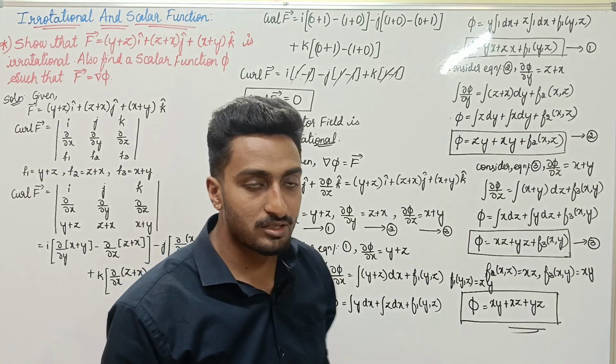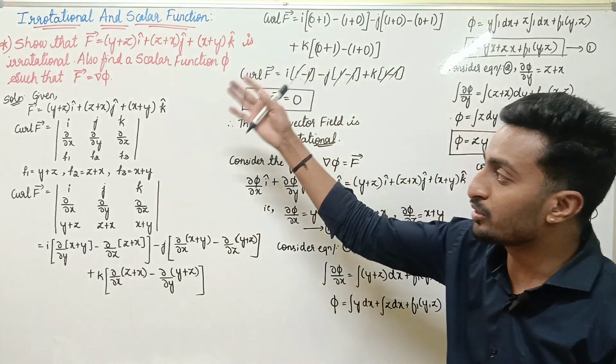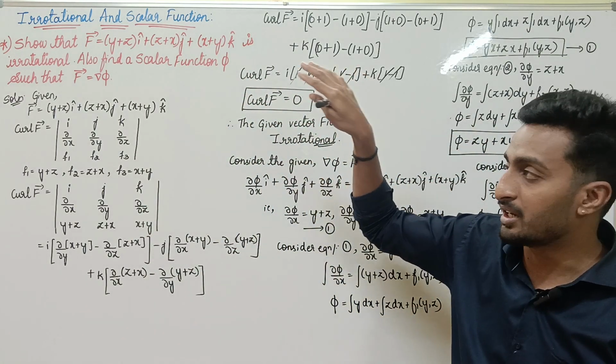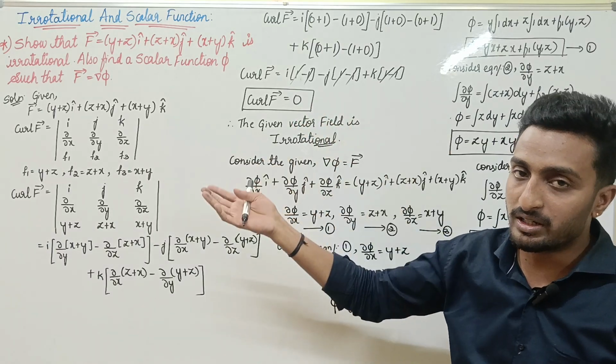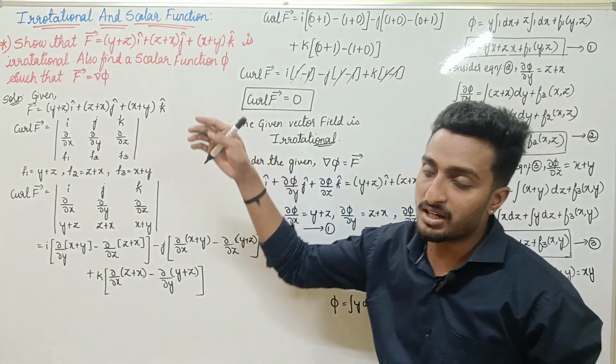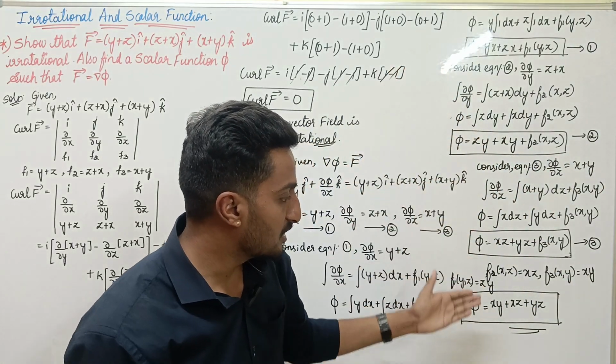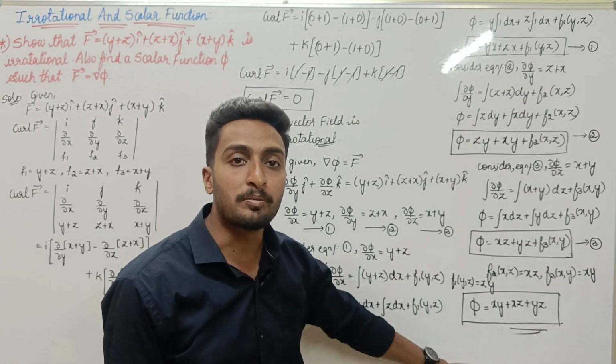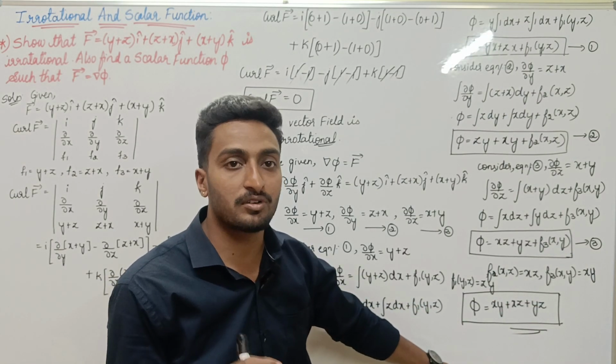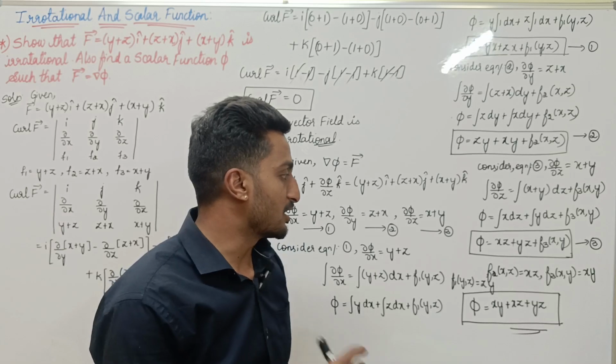Okay, I hope you have understood how to find irrotational, that is, if the curl of vector f is equal to 0, we call it irrotational. Then this is how we find the scalar function. This is one of the most important questions asked in the VTU main examination. I hope you have understood this problem.